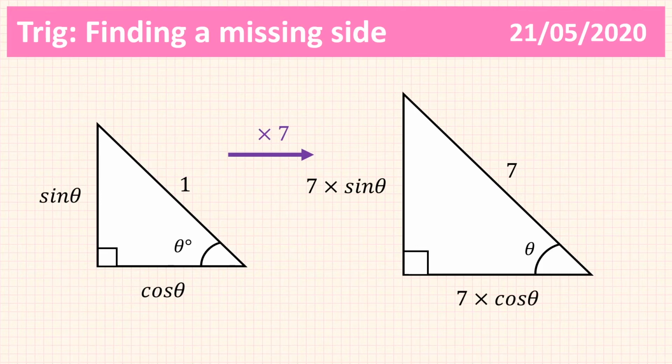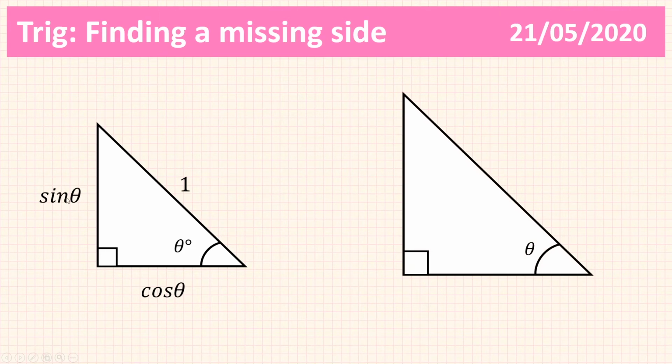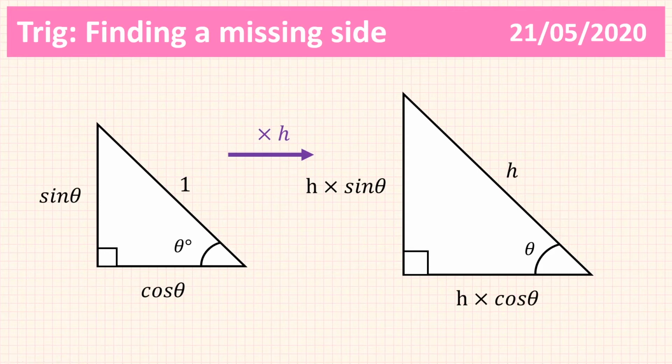So we can start to generalize. The pattern that we can see is that whatever we multiply this 1 by, when we increase the size of our triangle, we have to multiply the sine theta and the cos theta, the other two sides, by the same value. So if I've gone from 1 to h, what have I multiplied by? Well, I've multiplied by h. So that means the opposite of this triangle becomes h times sine theta, and the adjacent to this triangle becomes h times cos theta. So we've just generalized how we can use trigonometry to find missing sides.